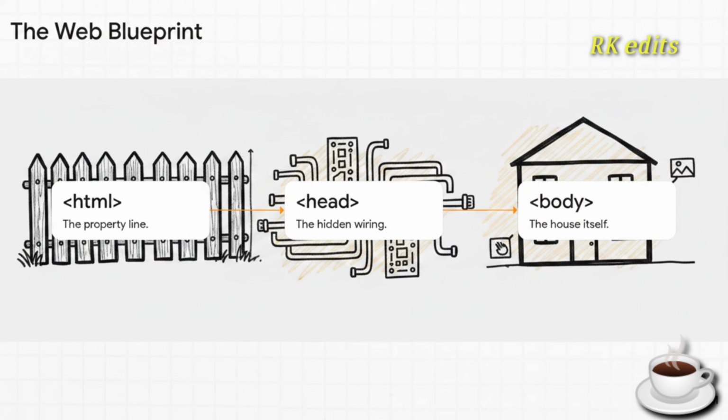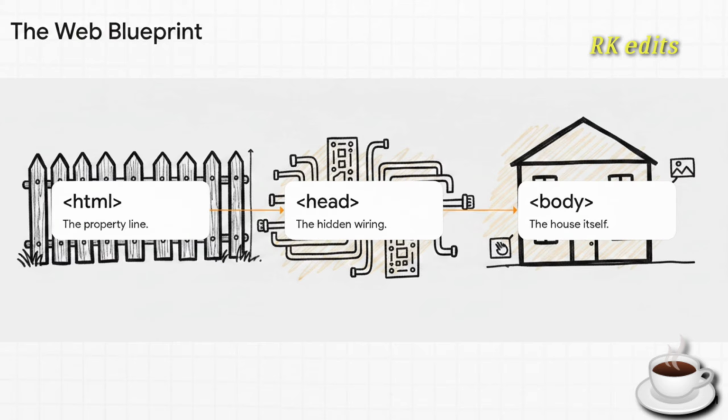Now pay attention to the strict hierarchy here. These foundational tags are absolutely mandatory for any web page to even exist, and they have to be nested inside each other in this exact order. Step 1 is the HTML tag. This is basically your property line. It tells the browser, hey, everything inside these brackets is my website. Next up, we've got the head tag. Think of this as the hidden electrical wiring and plumbing inside the walls. The user never actually sees what's in the head tag. It just contains behind-the-scenes metadata, the title for your browser tab, stuff like that.